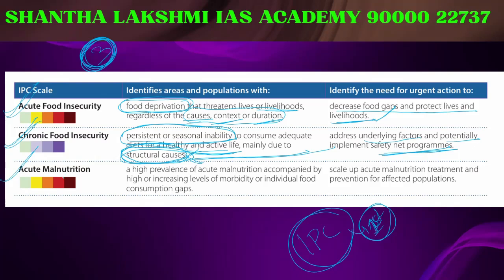And the third classification is acute malnutrition. It says that there is a high prevalence of acute malnutrition, accompanied by high or increasing levels of morbidity, that is death, or individual food consumption gaps. With respect to this, the measures we have to take are to scale up acute malnutrition treatment and prevention for the affected populations. So these are the three main classifications given by the IPC.